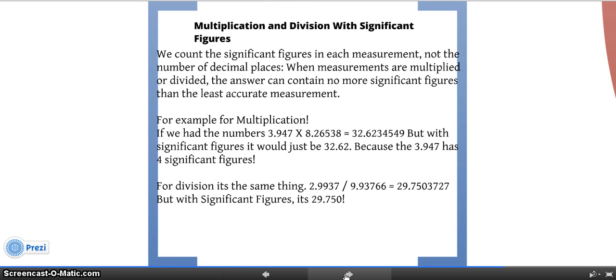Multiplication and division with significant figures. We count significant figures in each measurement, not the number of decimal places. When measurements are multiplied or divided, the answer can contain no more significant figures than the least accurate measurement.